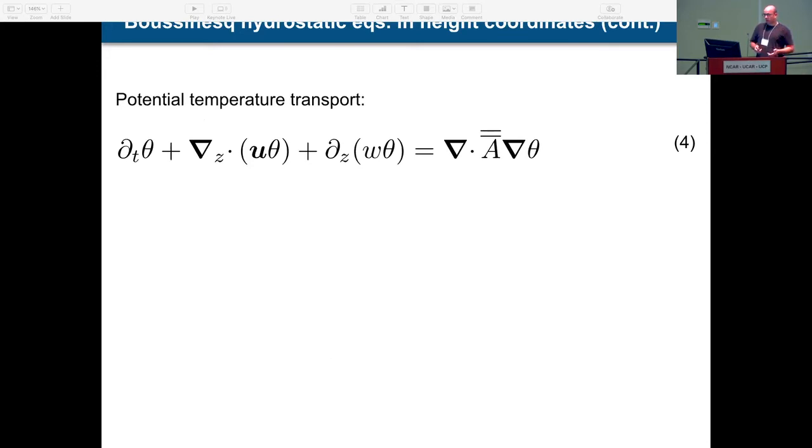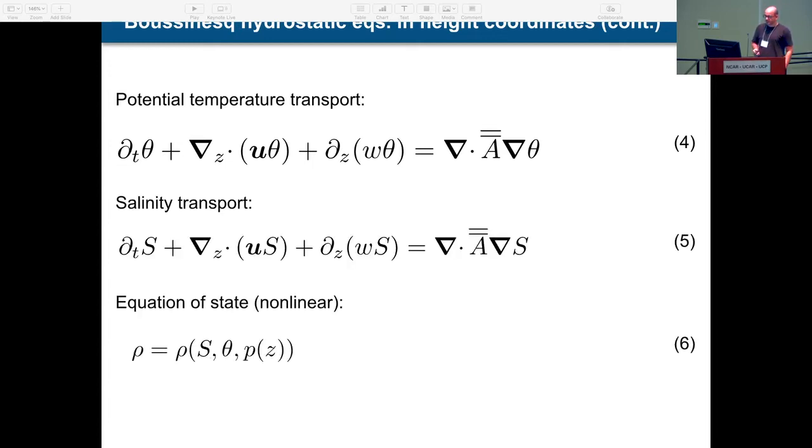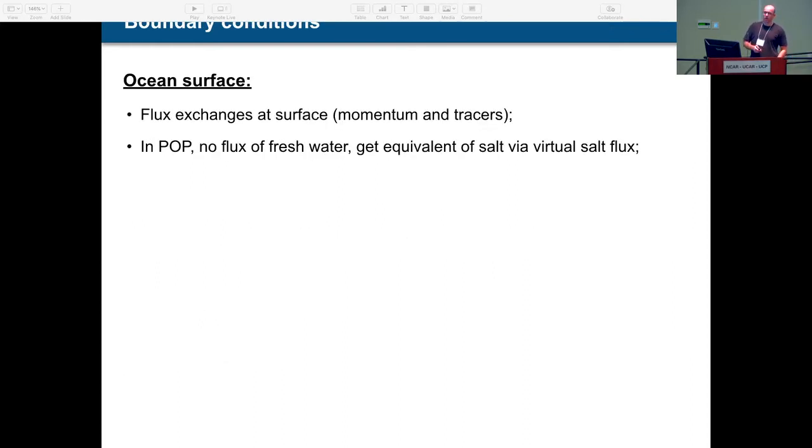The transport of temperature. And by the way, I'm neglecting the sources and sinks on the right-hand side here. The same for the momentum equations, the forcing at the surface is not included here, but I will talk about that a little bit. So this is for temperature. Similarly for salinity, the same equation. And then finally, the equation of state, which is a nonlinear equation where we combine salinity, potential temperature, and pressure to give you density. What are the boundary conditions?